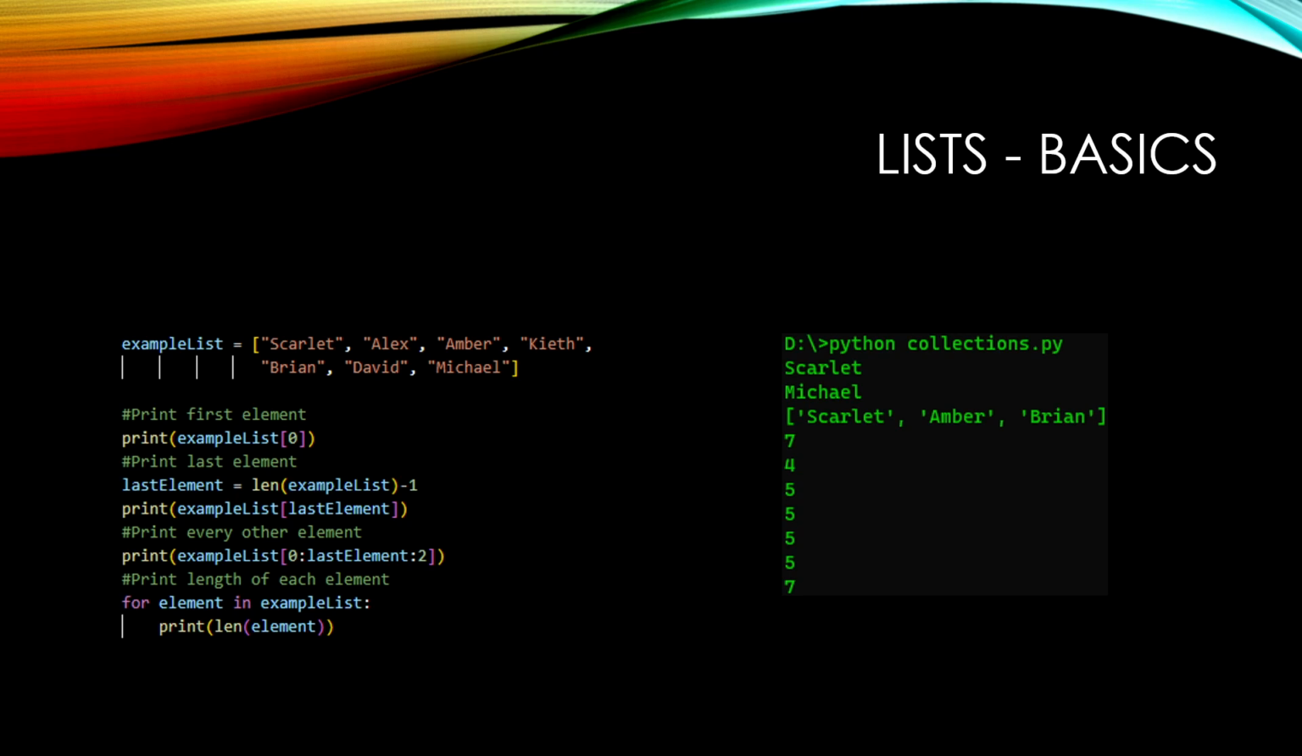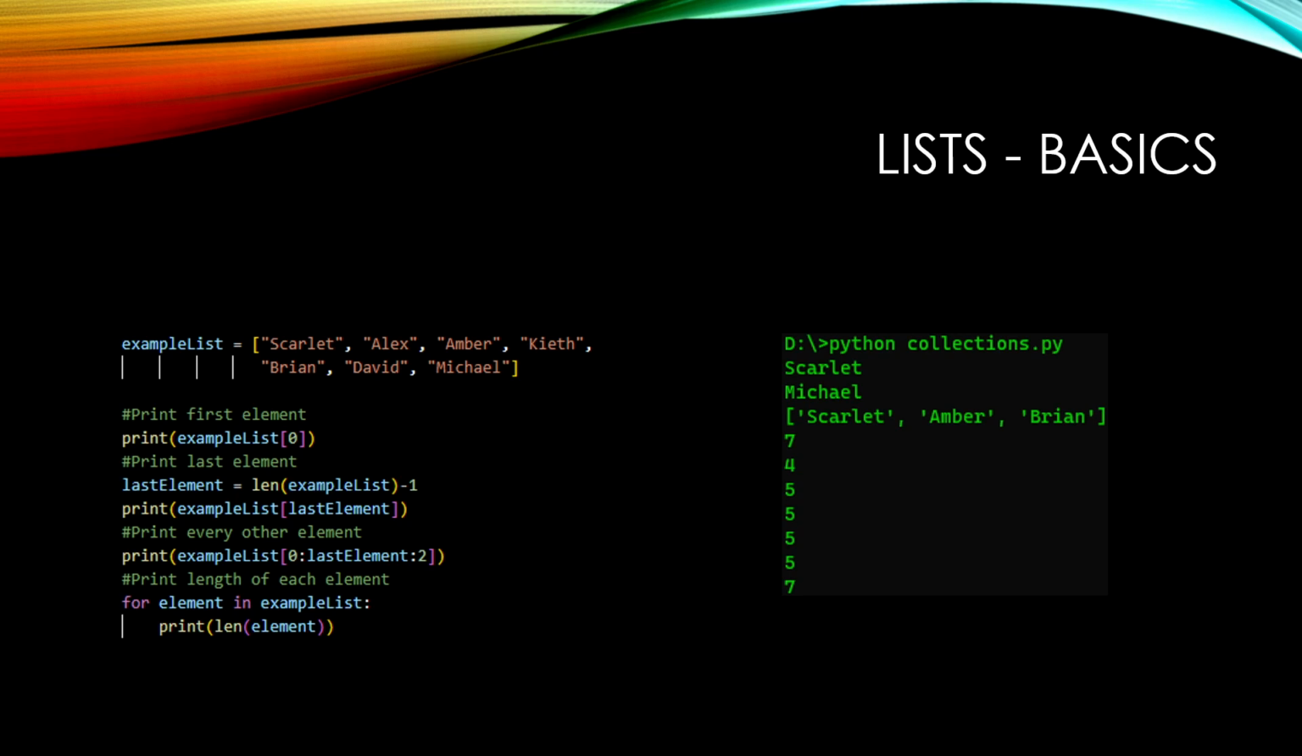Then we want to print every other element. So we do print example list 0 to last element in increments of 2. This is not going to work quite as well as we would hope. If we had an even number of elements, then we would end up losing that last one that we are supposed to print.